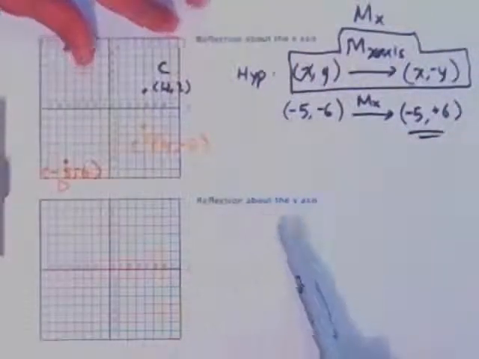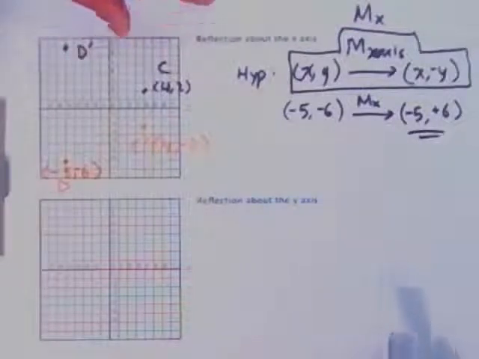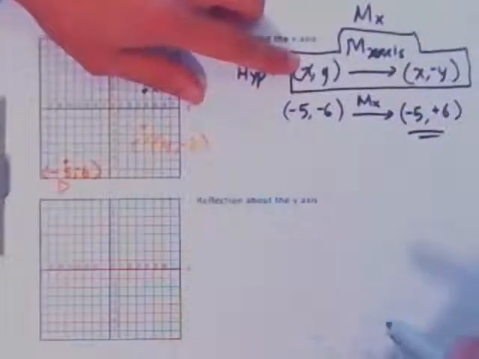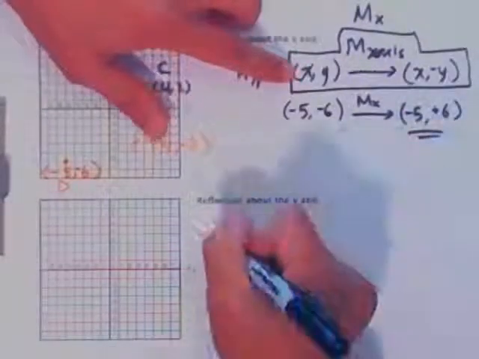Reflection about the y-axis now. About 20 minutes has elapsed. We're going to try to finish it up within 28 minutes. Since we did the mirror about the x-axis, let's do another hypothesis.